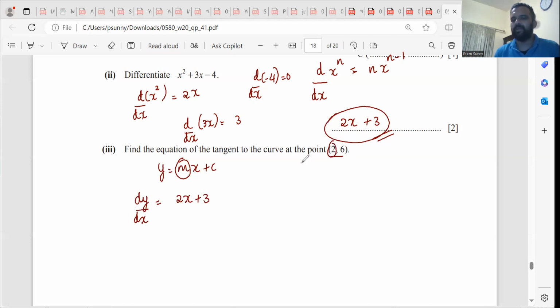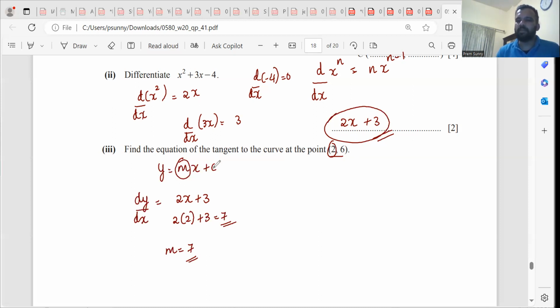Take the x value here. X value is given as 2. Take that x value and substitute in this expression for gradient, 2x plus 3. Wherever we have x, replace it with 2. So 2 into 2 plus 3 will give me 7. So I got my gradient as 7.